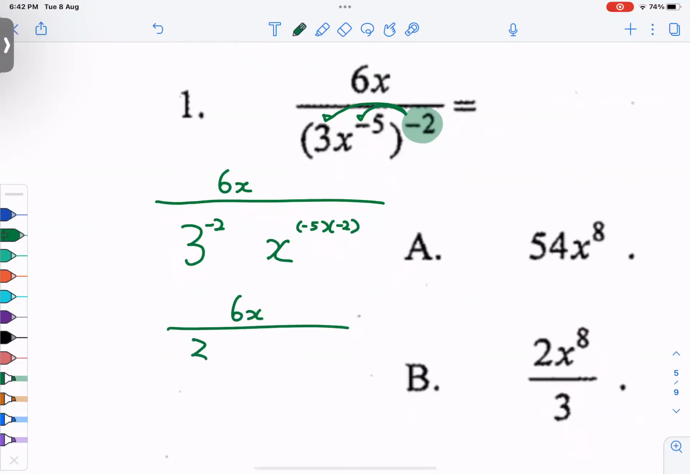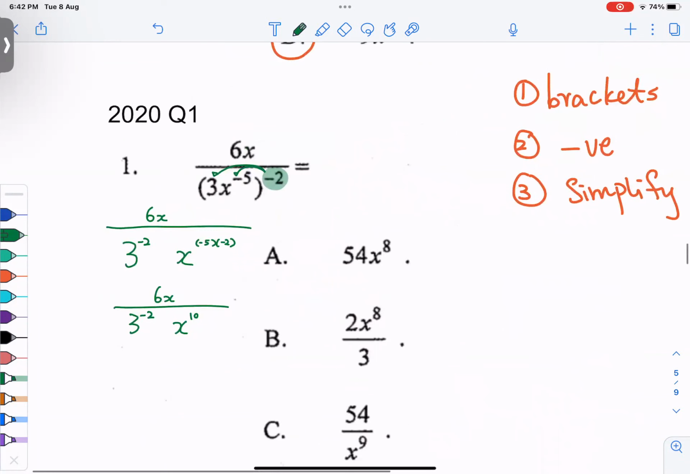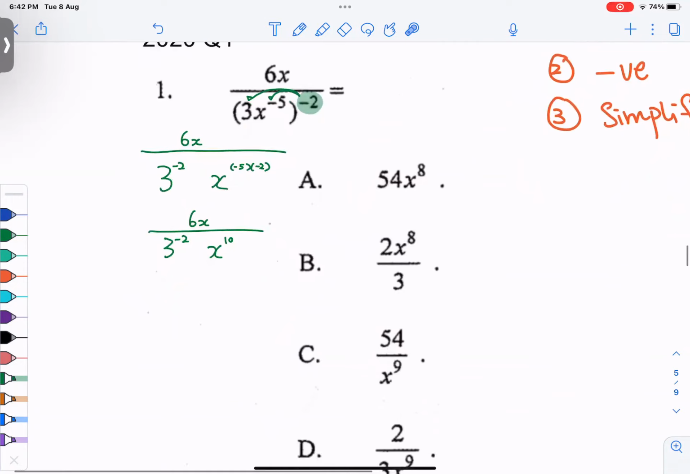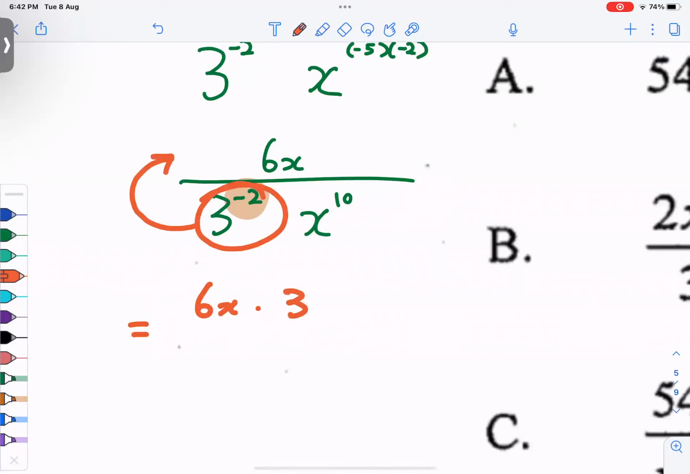-10. No, positive. Positive 10. Yep, like that. And then the next thing that we have to deal with is the negatives. If there are any negative powers, you switch the places. So the unknowns are not having any negatives, but the number here is having a negative number. So you have to switch this whole thing to the upside. So you will have 6x there, and then now 3 also goes up, but the power will be positive now. In the bottom, it's still having x10.